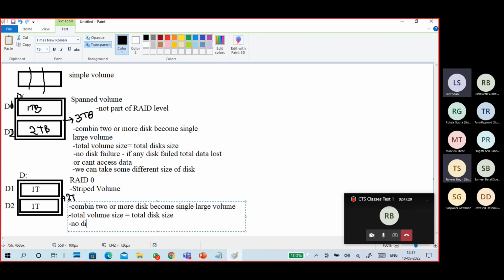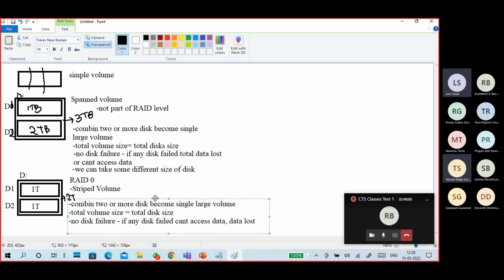No disk failure tolerance. If any disk fails, you cannot access the data and the data is lost. Cannot access data, or we can also say data loss.